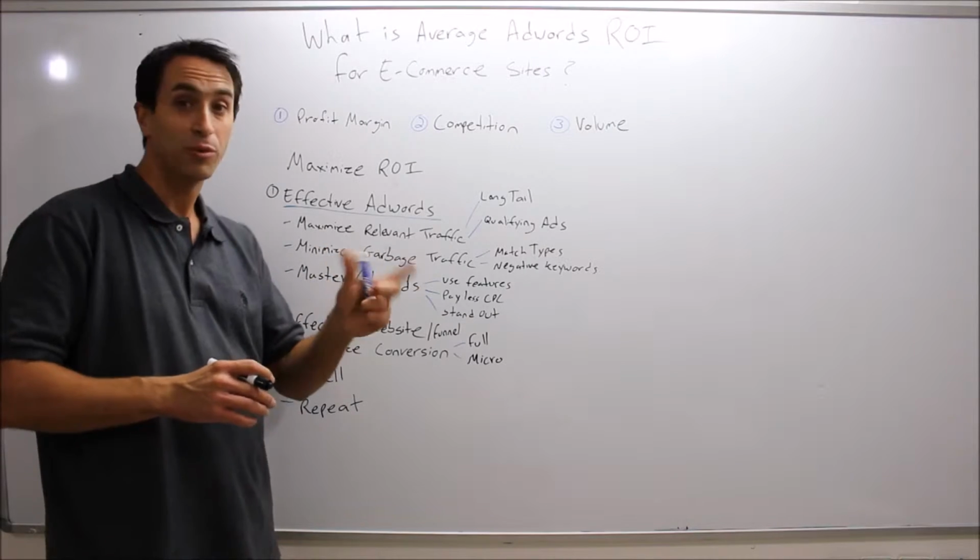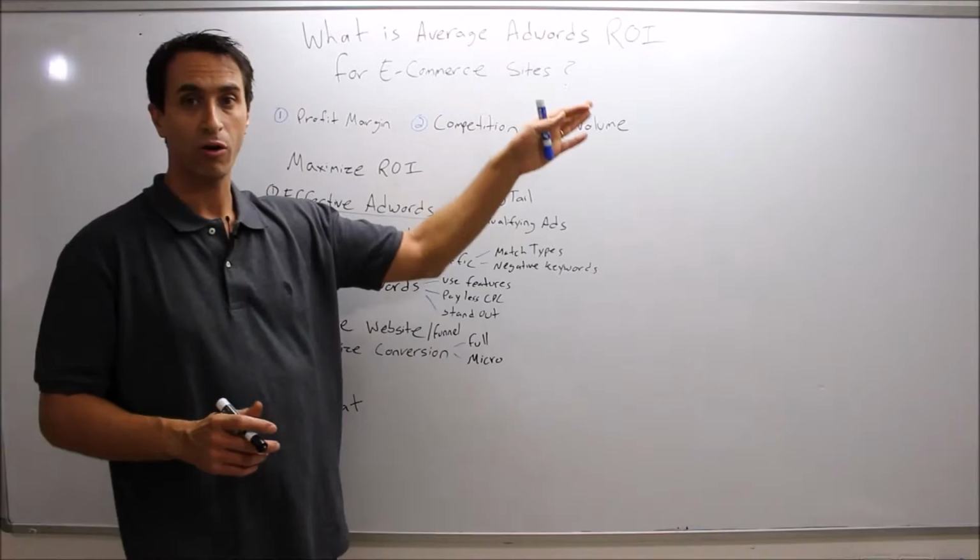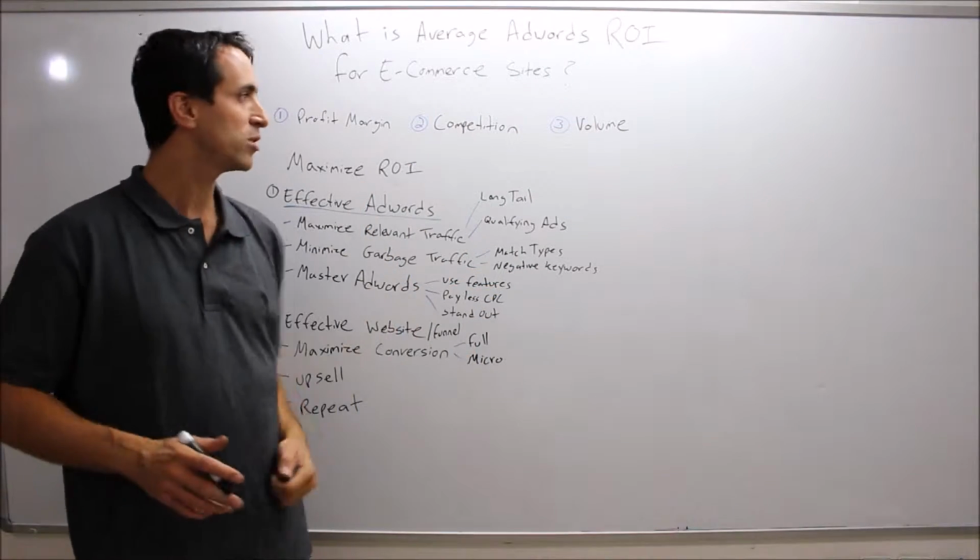Now, competition. Because AdWords is an auction model, the more competition there is, probably the less opportunity for arbitrage or to get some special or lower cost per click. So more competition is going to lower your ROI. Lower competition, increase your ROI.